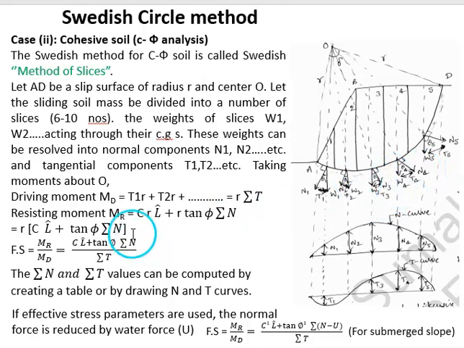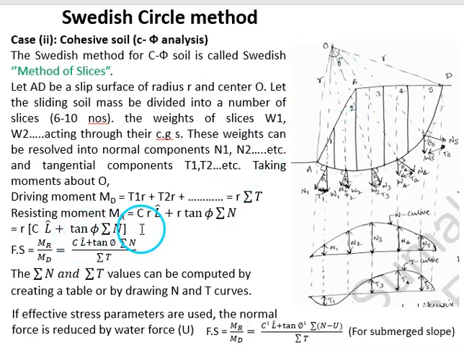Then we have to identify what are all the forces causing the failure and what are all the forces resisting the failure. Here driving forces are nothing but the tangential components. So the sum of these tangential components has to be taken, and then when we take the moment about point O, we will get the driving moment. Here perpendicular distance is R.